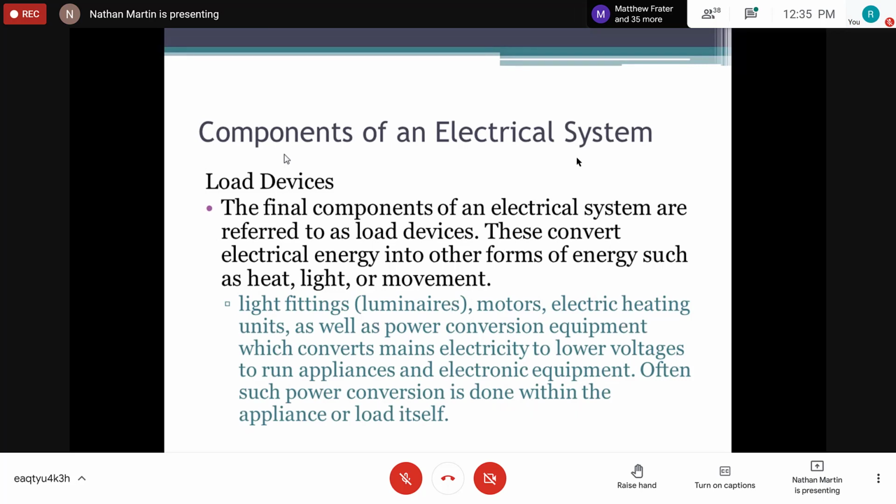Light fittings, we talk about luminaires in a building. So rather than have single lights, we have a fixture with a number of single lamps in it, whether they be LED or fluorescent, but we call them a luminaire. We're talking about motors, electric heating units and so on, as well as power conversion equipment, which converts from one power to the next. Normally, this conversion is done within the appliance or the load unit itself. So that's a conversion of power.